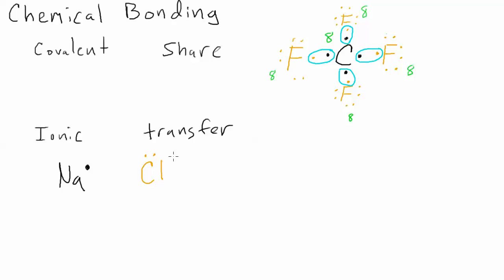Chlorine, like fluorine, is a halogen. It's in group 17, which means that it has 7 valence electrons. Now, we've learned in a previous lecture that all of those metals on the left-hand side of the periodic table all want to lose valence electrons, whereas the nonmetals on the right-hand side all want to gain valence electrons. So that's exactly what happens.